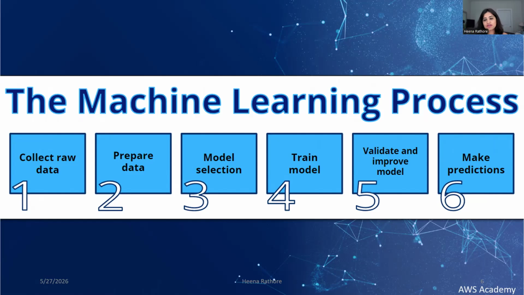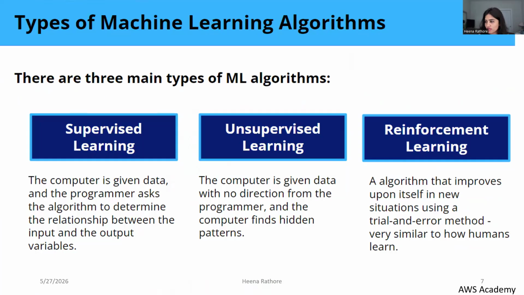And finally, it makes predictions on any new and real world data. This is the overall pipeline of a machine learning model. Once you have understood this, I wanted to talk about, as I mentioned, model selection. There are multiple kinds of machine learning models. We divide machine learning models into three parts: supervised, unsupervised, and reinforcement learning.